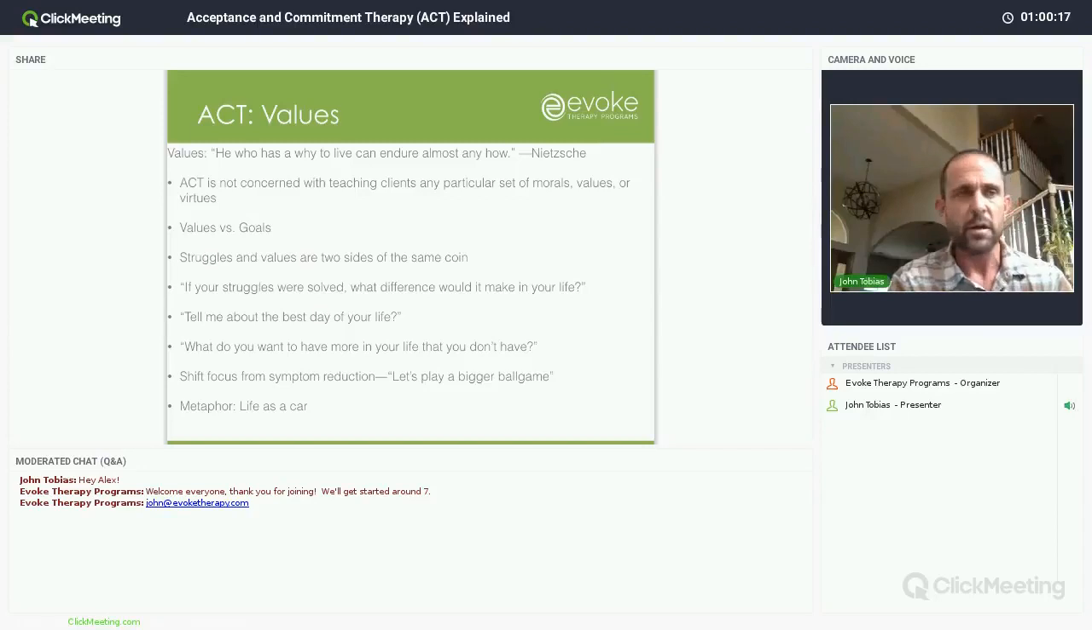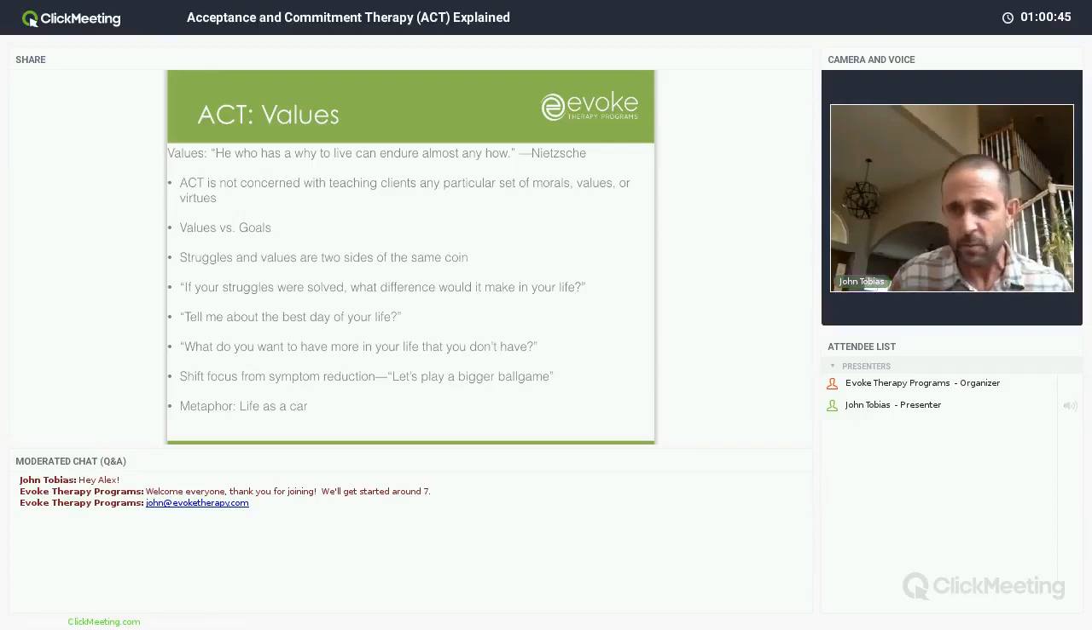it points to the value of: I want to be connected. I want to be connected socially in healthy ways. That's the value. And I know it's a value because otherwise they wouldn't feel anxious about it, right? They wouldn't care. If you don't care about something, you don't feel anxious about it. So I like this idea that if we can identify the struggle, the value's not too far behind.